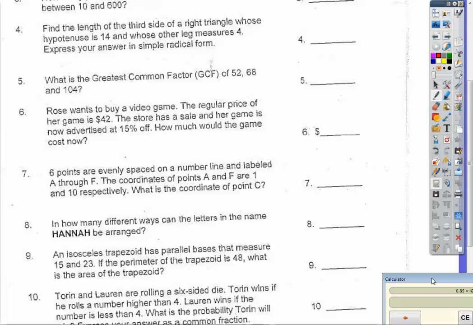All right. Six points are evenly spaced on a number line and labeled A through F, and the coordinates of points A and F are 1 and 10 respectively. What is the coordinate of point C?